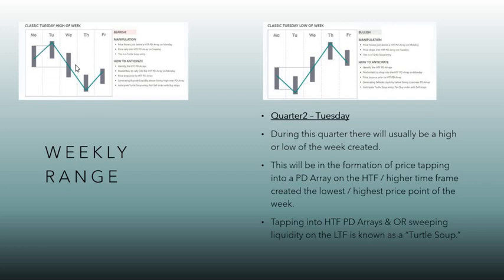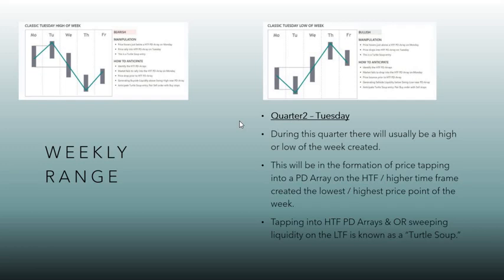Okay, so let's take a look at this. Let's say, for example, we have Seek and Destroy Market Profile on Monday. We don't tap into that higher time frame PD array. Tuesday, we tap into that higher time frame PD array, being bearish for the rest of the week or being bullish for the rest of the week. When we create our high of the week on Tuesday, we are probably going to be bearish the rest of the week. When we create our low of the week on Tuesday, we are probably going to be bullish the rest of the week. So this all depends on where we create our high or low of the week, where we can anticipate the market going the rest of the week.